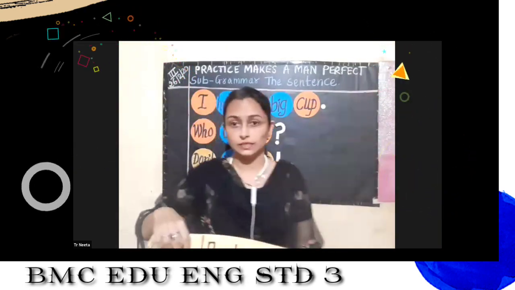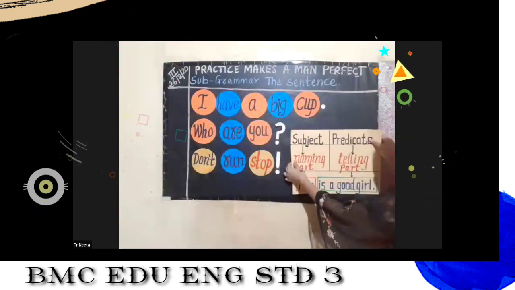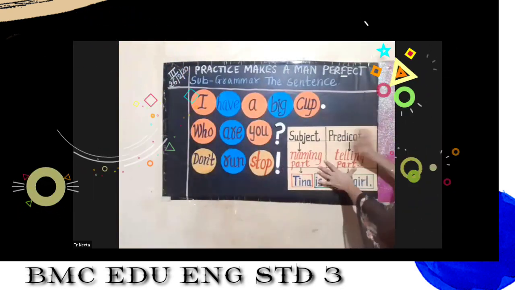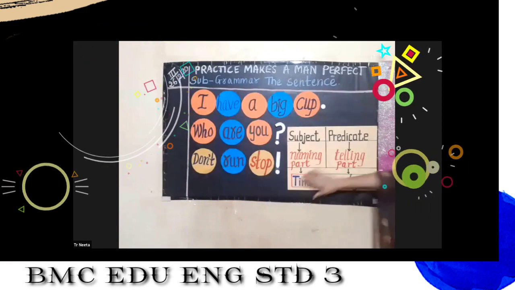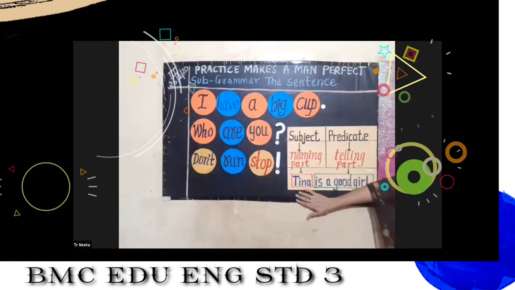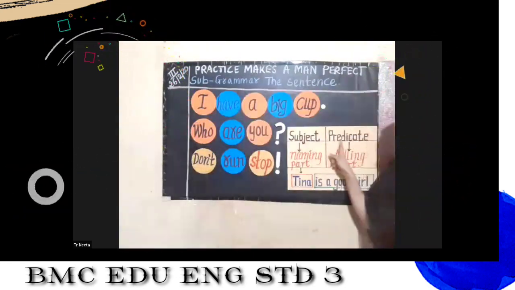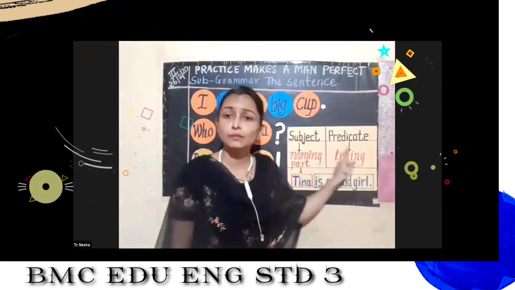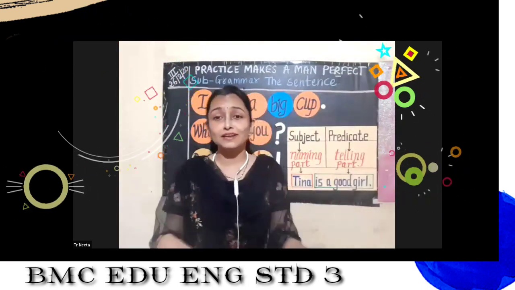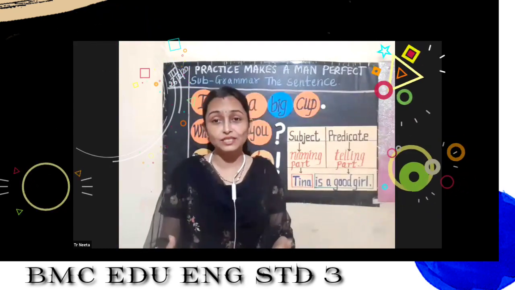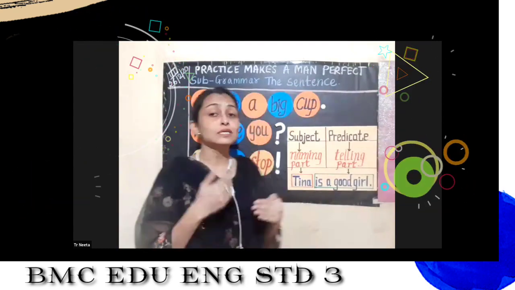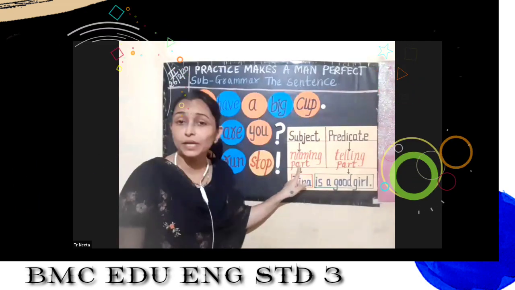In every sentence, okay? Now children, can you see this? Okay, now in every sentence, there is a subject and there is a predicate. Now subject means what and predicate means what? In English grammar, subject means naming part.